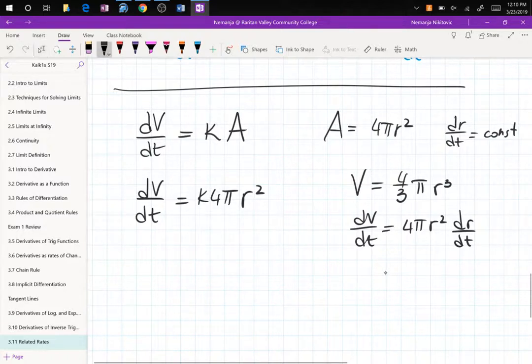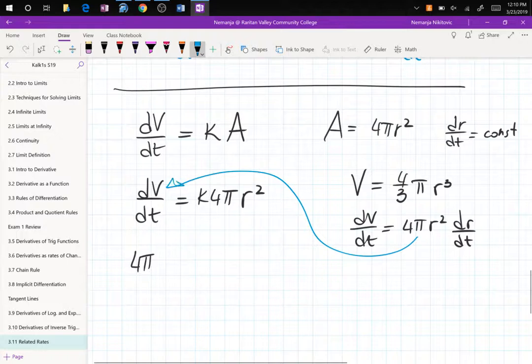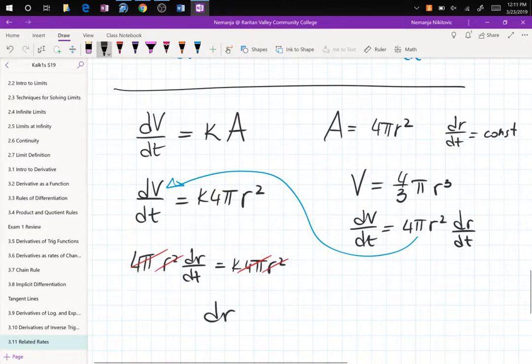So now, 4 pi, plug in. So this one goes there. 4 pi r squared dr/dt is equal to k times 4 pi r squared. 4 pi dies with 4 pi, r squared dies with r, and there it is, dr/dt equals k.